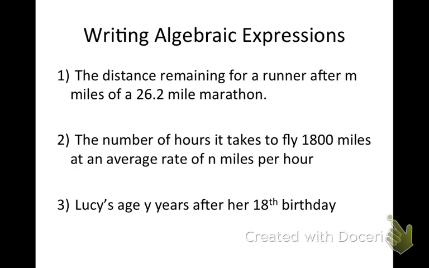All right? So, for instance, here, the first one says the distance remaining for a runner after m miles of a 26.2 mile marathon. A lot of times students see this and they start struggling. They're like, I don't even know. There's letters going on. There's numbers. We're struggling. I tell students, put a number in there. Have it make sense to you. Okay? m miles doesn't make sense to anybody, does it?